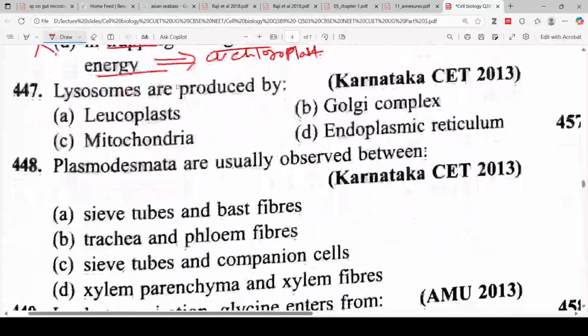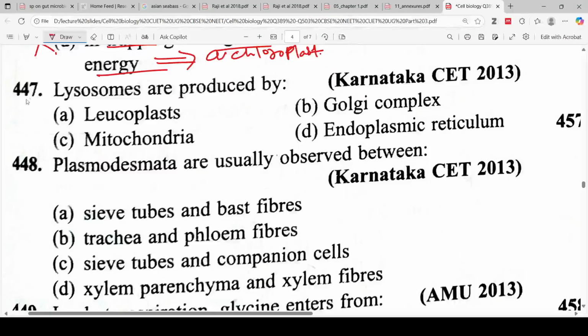Next question. Lysosomes are produced by leucoplast, mitochondria, Golgi complex, endoplasmic reticulum. So the correct answer is option B, Golgi complex.